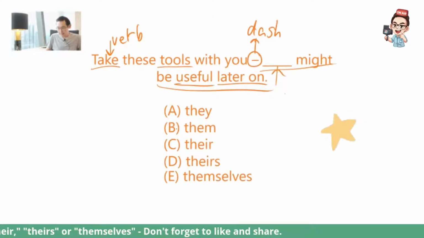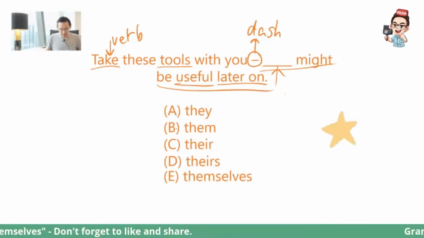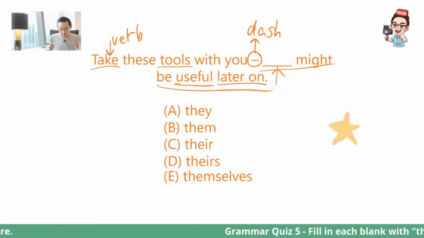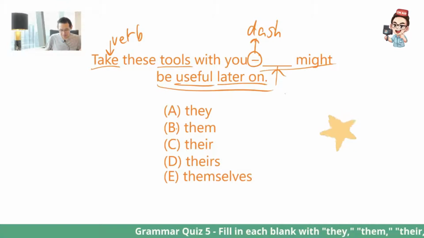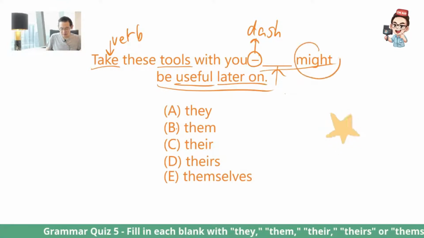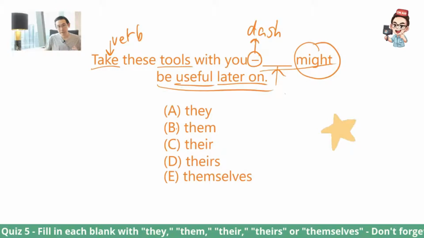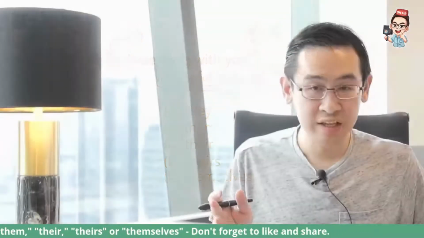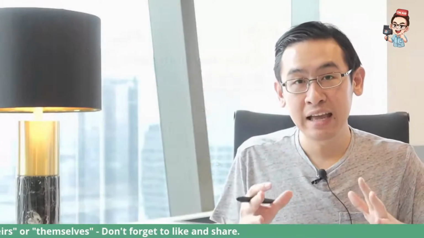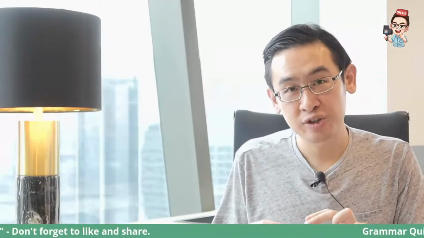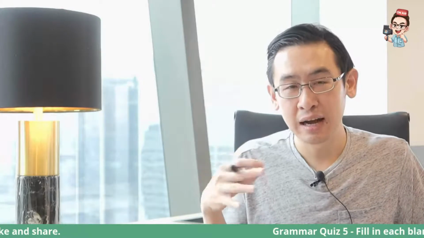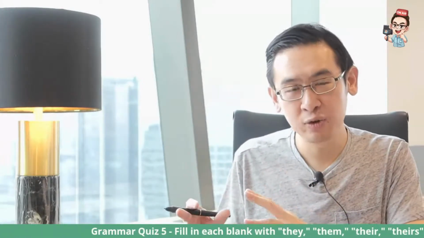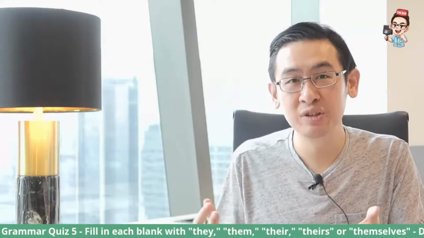Okay. So it's a suggestion to someone that they should take the tools with them because these tools might be useful. So if we use might, it means we're not 100% sure. We're just assuming that they should be useful, but not sure. So if you say that something might be useful, then yes, it can be useful, but maybe we won't be using it. We're not sure.